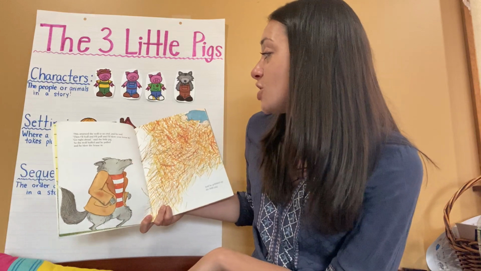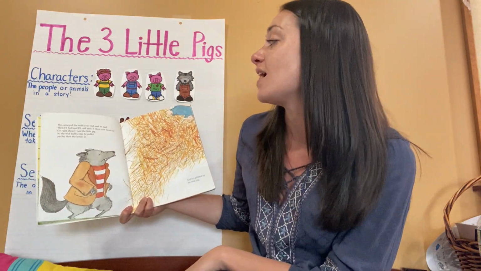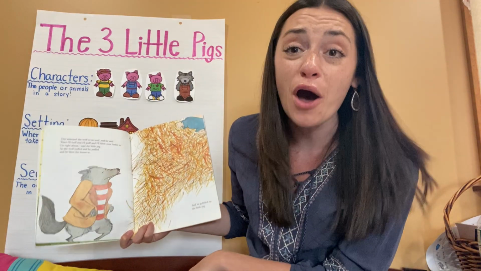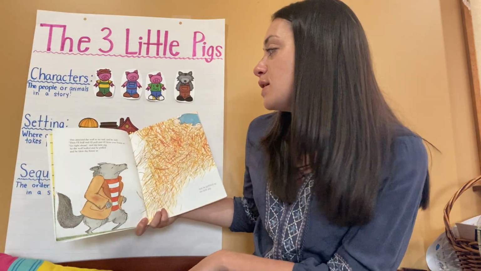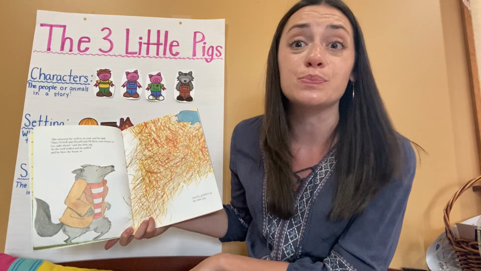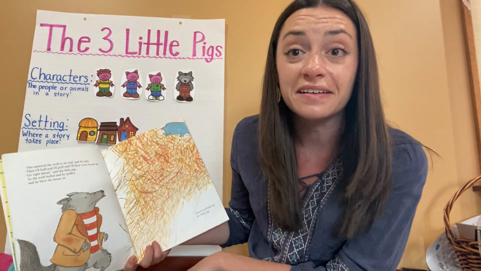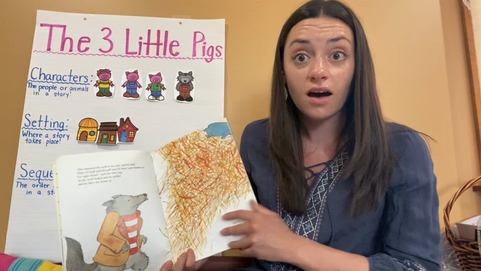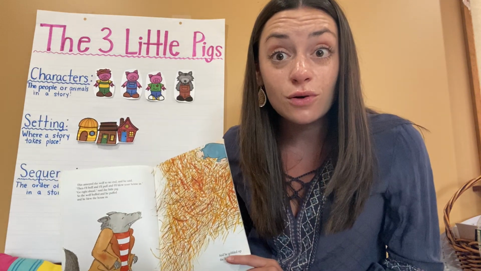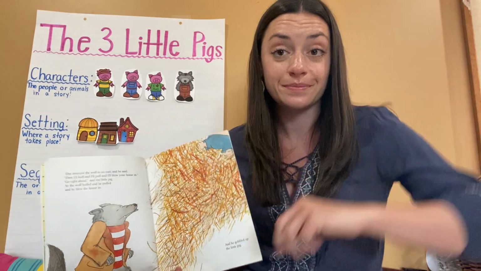This annoyed the wolf to no end, and he said, "Then I'll huff and I'll puff and I'll blow your house in." "Go right ahead," said the little pig. So the wolf huffed and he puffed and he blew the house in. And he gobbled up the little pig. Did that happen in the other story? Yes or no?